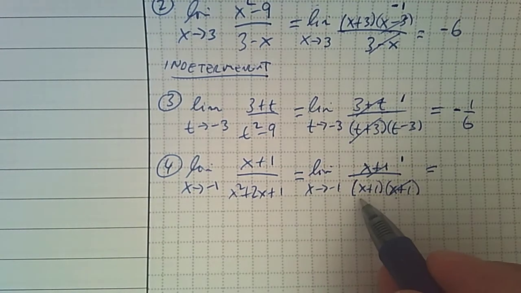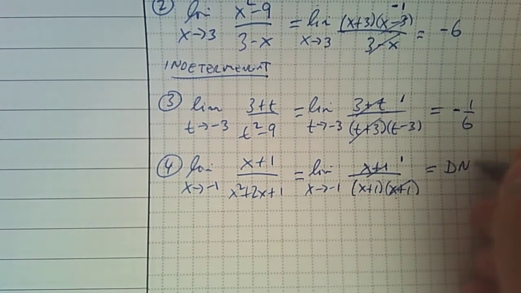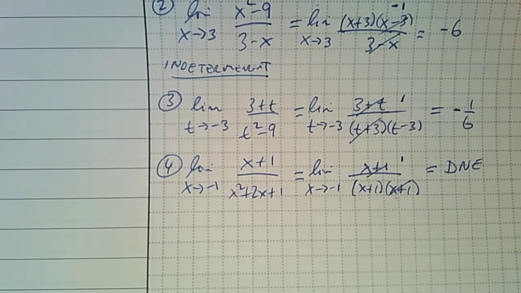Now I'm going to do the same work. Now when I plug in negative 1, I get negative 1 plus 1. So now I have positive 1 over 0. Now I can clearly see what's happening. This limit does not exist.